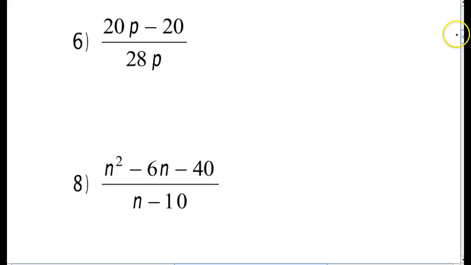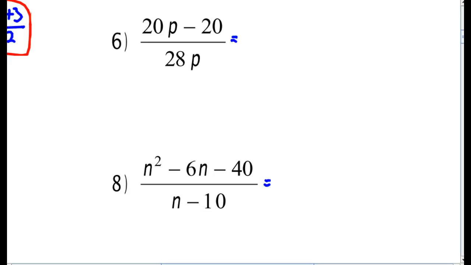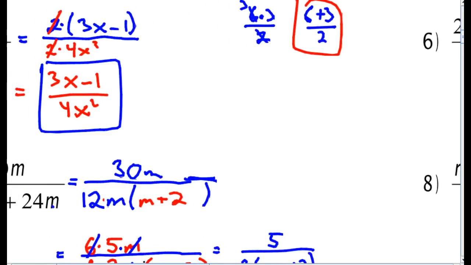Now, you guys go and do 6 and 8. You should have both there. What do we get on the rate? N plus 4. N plus 4, okay. Does n minus 10 cancel?